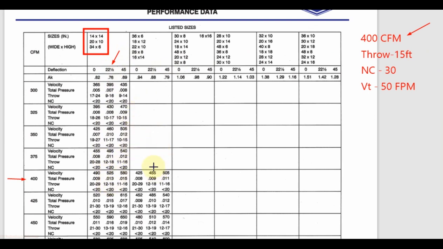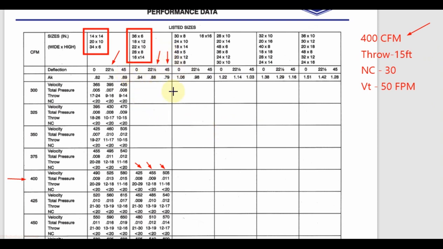Then we will go for the next column. Neck velocity is 425, 455, 50. Neck velocity for all is okay. Then we will see the throw. Throw also you can see 18 and 16. So we can select both, and NC level less than 20. So in this way we can select any of these grills with deflection of either 22.5 or 45 degree.